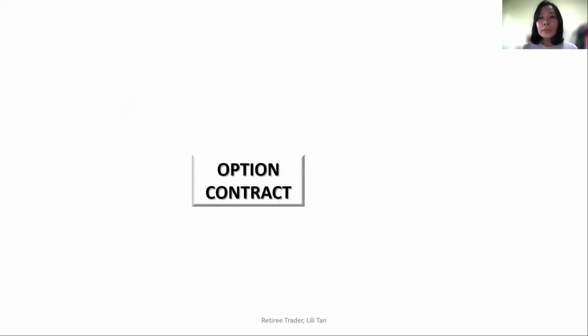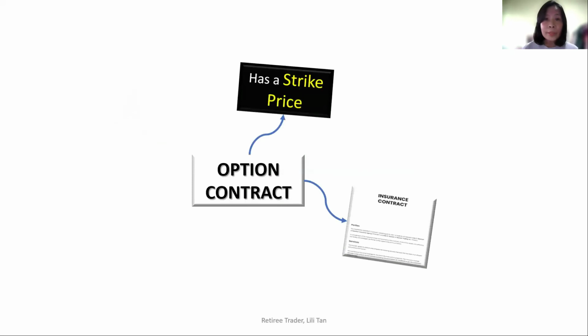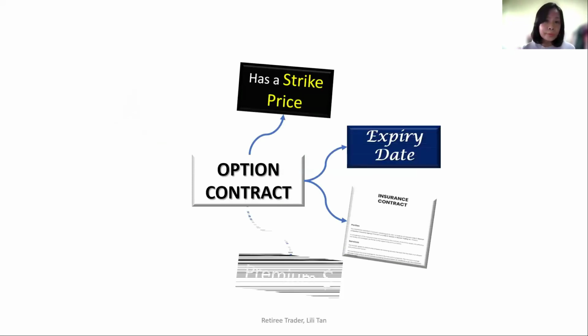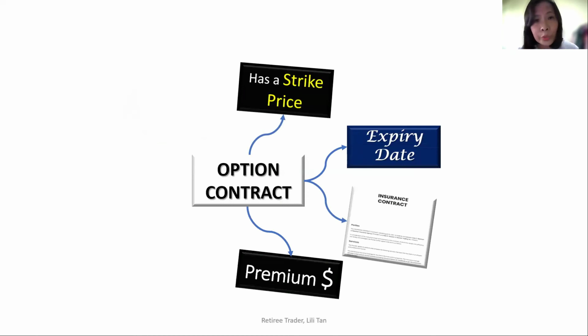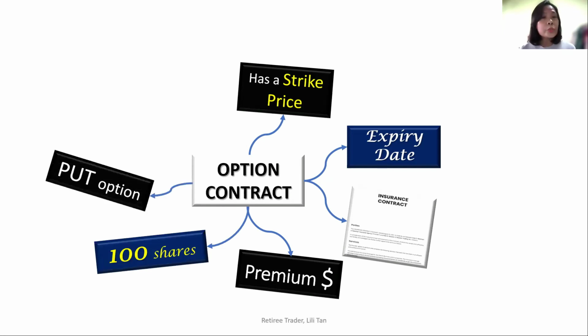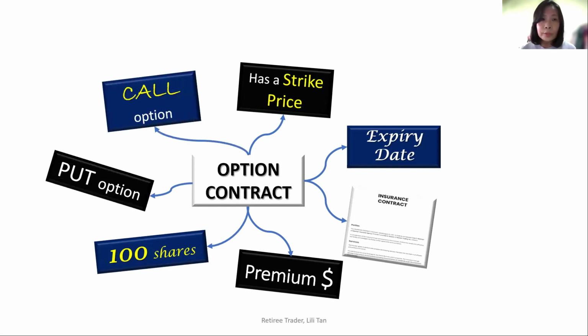So you can see an option contract is similar to an insurance contract in that it has a strike price, there is an expiry date to the contract, and you transact in premium. But in an option contract, one contract equals 100 shares and there is a put option as well as a call option. If you want to understand more about put option and call option, please watch my earlier videos on these two.